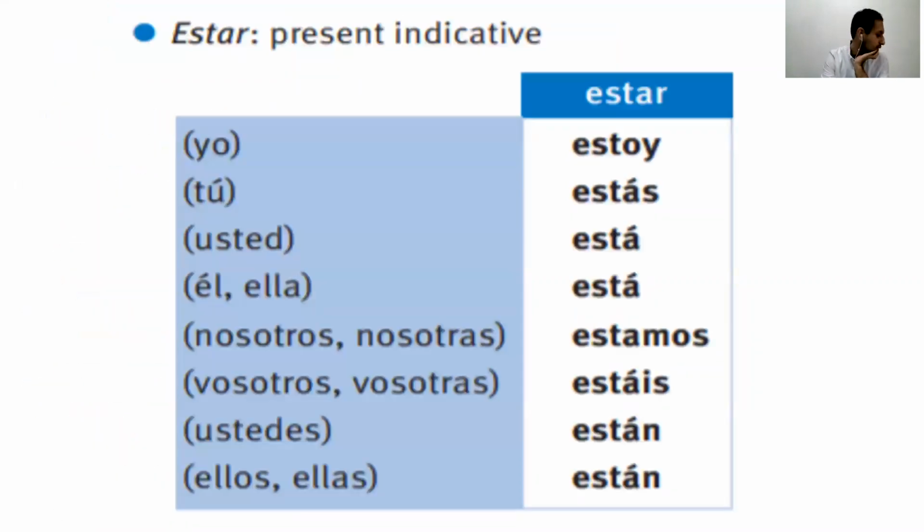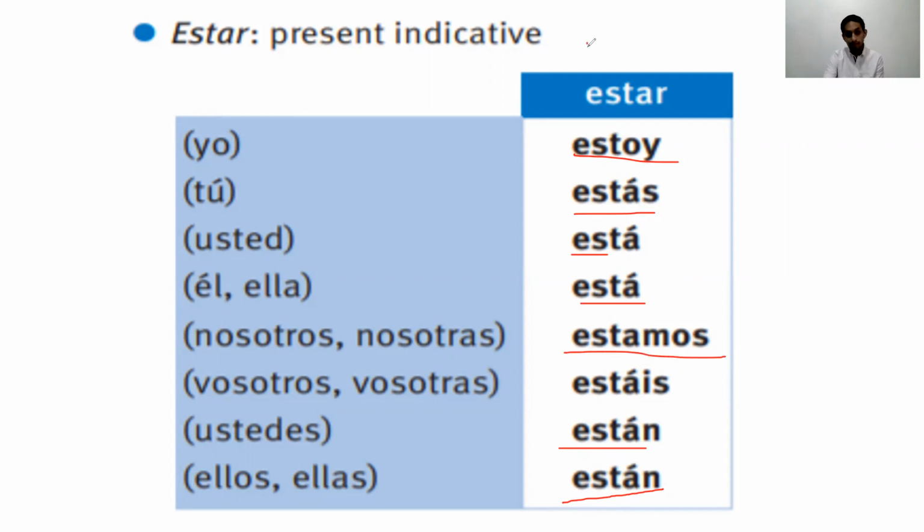Well, let's continue with the second version of verb to be, which is estar. And well, it's a little bit complicated, but we have a second conjugation. Yo estoy, tú estás, usted está, él, ella está, nosotros estamos, ustedes están, ellos, ellas están. So, yo estoy, tú estás, usted está, ella está, ustedes están, ellos, ellas están. And nosotros estamos, sorry guys.